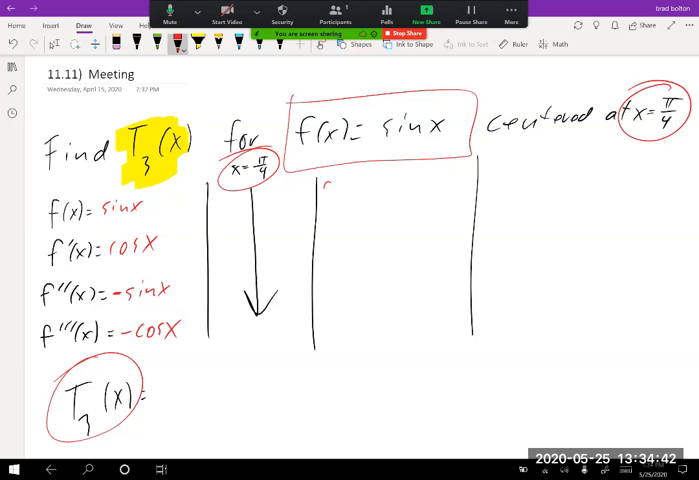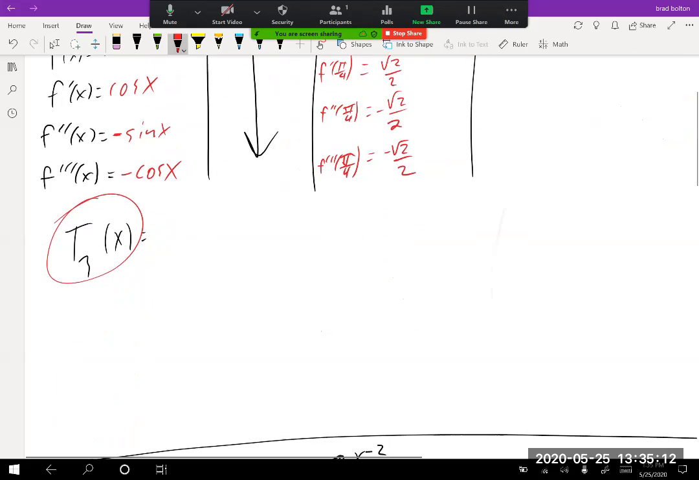That means we're going to have f of pi over 4, f prime of pi over 4, and these will give us our coefficients, and f triple prime of pi over 4. So we know these are going to be square root 2 over 2, square root 2 over 2, negative square root 2 over 2, and negative square root 2 over 2. Those are the coefficients that are going to go in front of each of the terms of the Taylor polynomial.